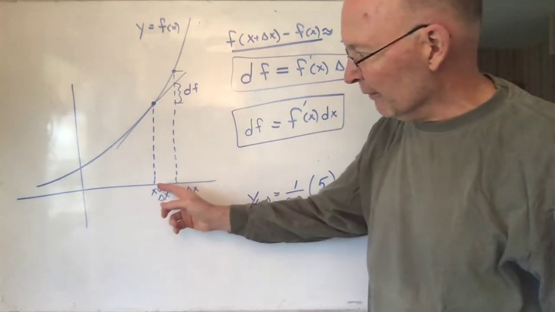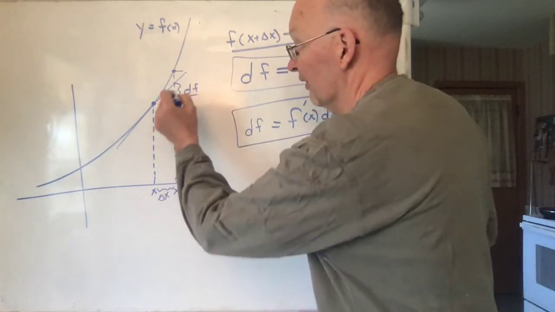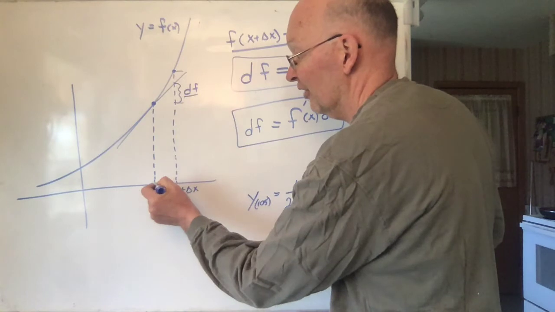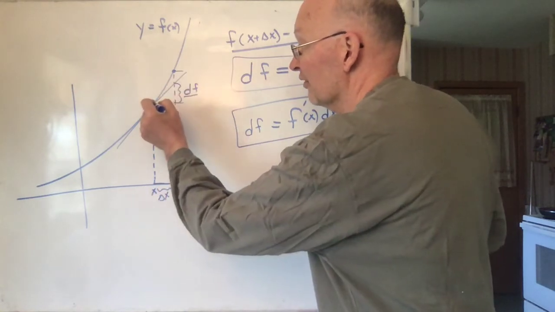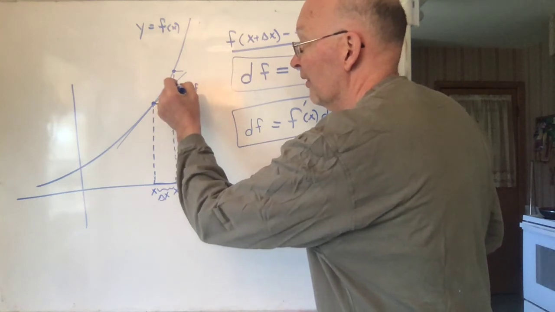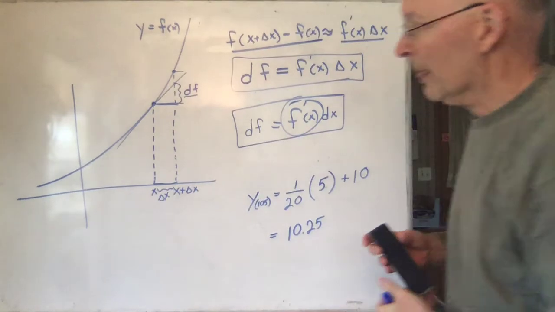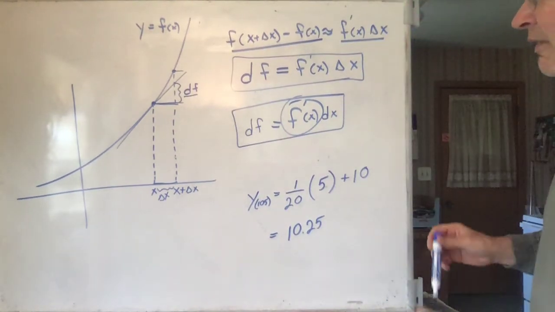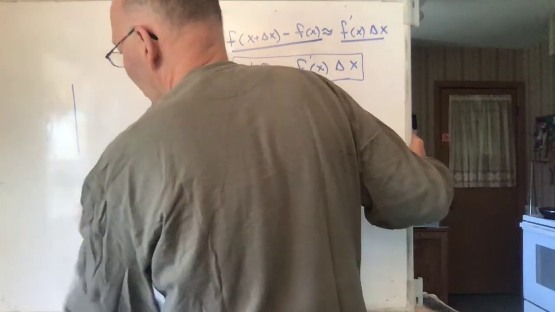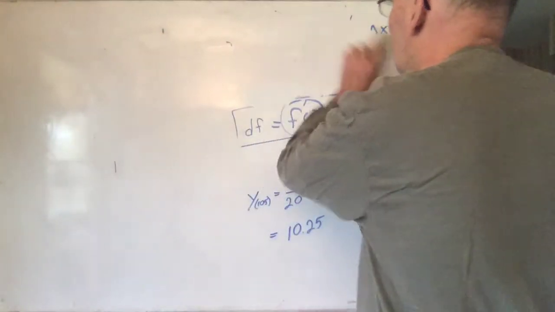So here's what you should have in mind. This change right here is what you get by taking the slope times this change. One more time. You take this change right there, multiply it by the slope, which is this, and you'll get that change. So that's the idea of the differential. Let's look at one more problem where you have maybe used differentials without even knowing about it.